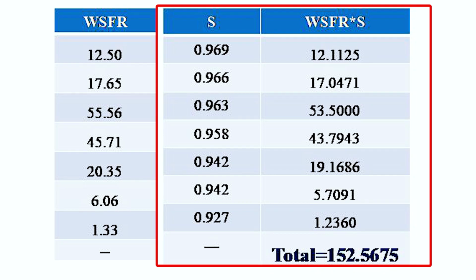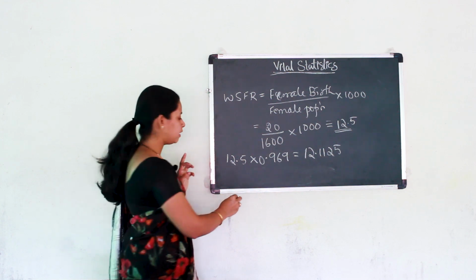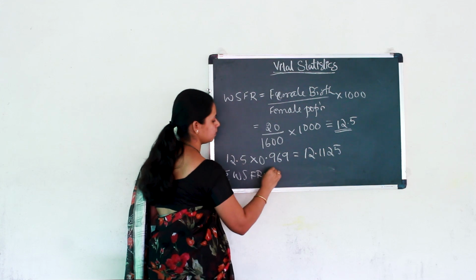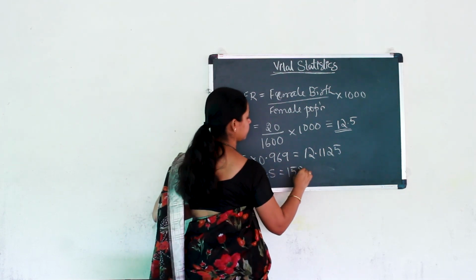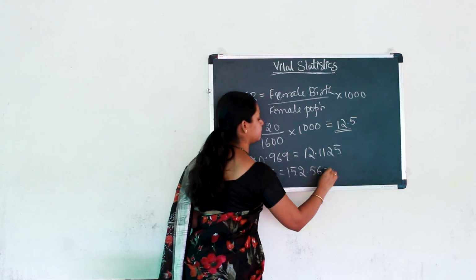The values are 17.0471, 53.5, 43.7943, 19.1686, 5.7091 and 1.236. So the total of WSFR into S is 152.5675.